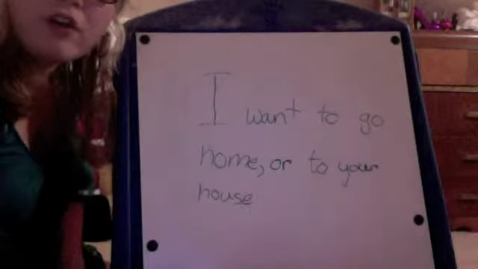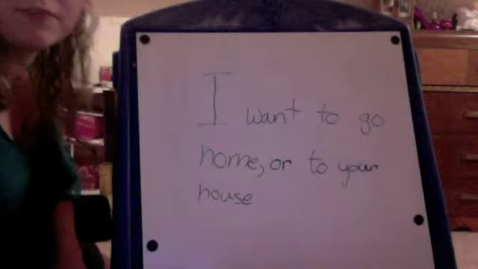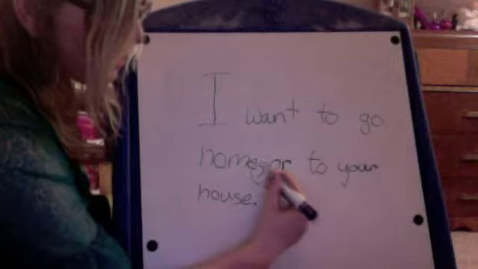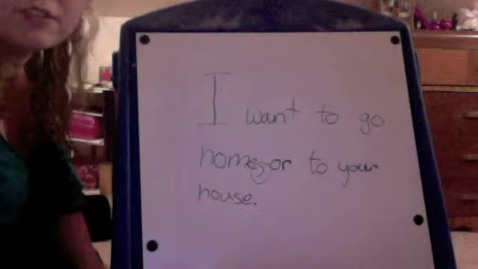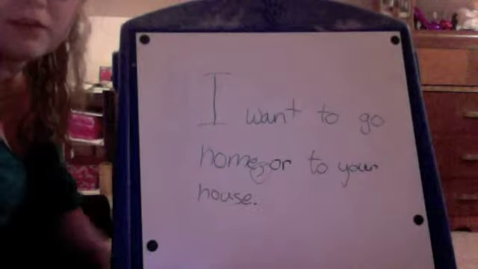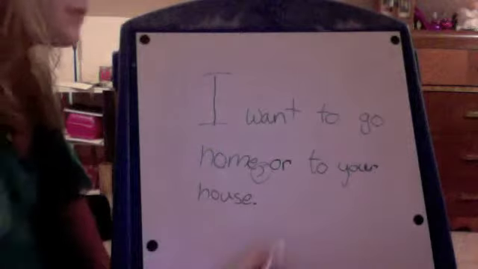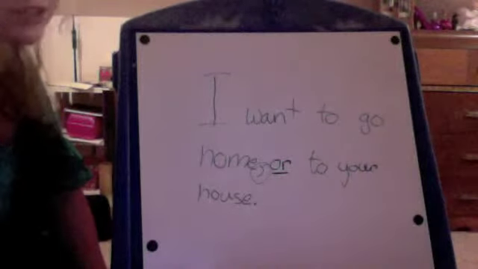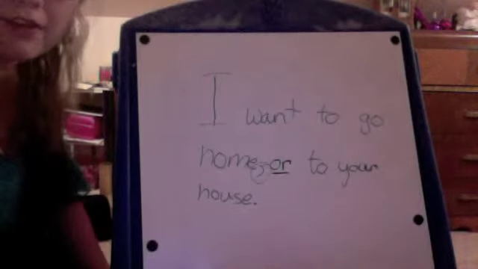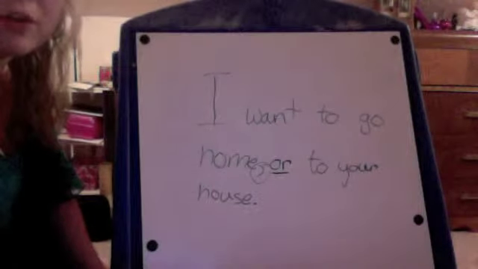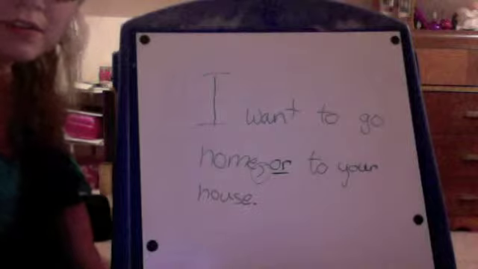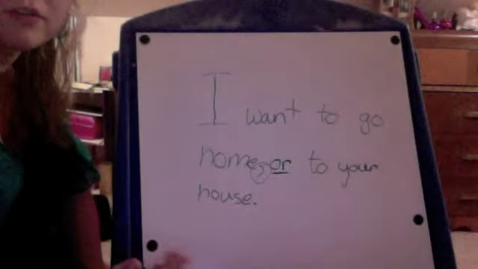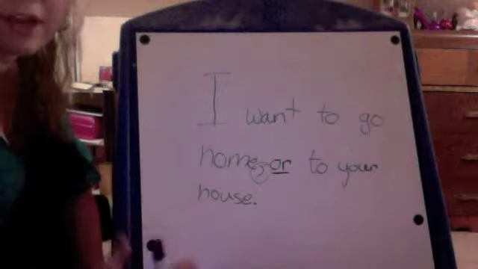I want to go home or to your house. As you can notice, I still put the comma here. You usually have to use a comma, not all the time. And then I use or. There's a few different words you can use to make a compound sentence. Two of them are or and. You can also use but. I want to go home, but I want to go to your house.